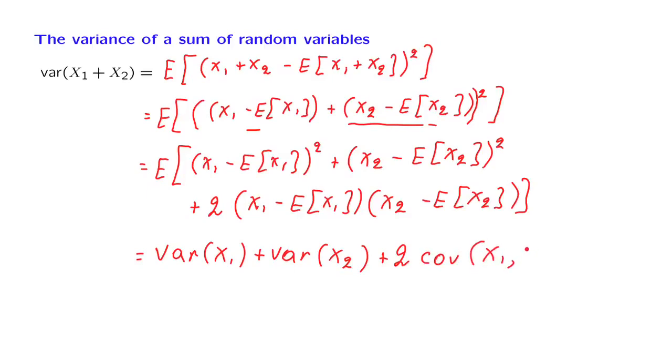So this is the general form for the variance of the sum of two random variables. In the case of independence, the covariance is 0, and we just have the sum of the two variances. But when the random variables are dependent, it is possible that the covariance will be non-zero, and we have one additional term. Let us now generalize this calculation.